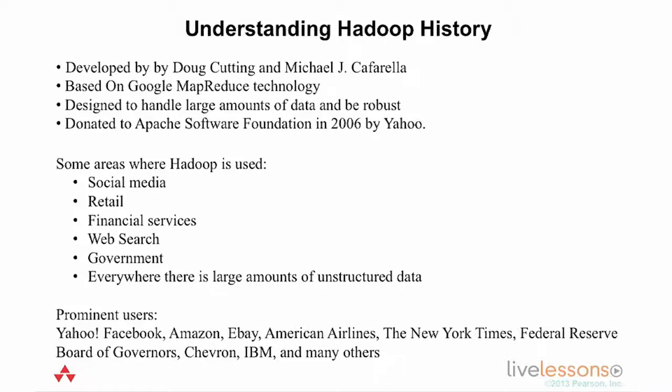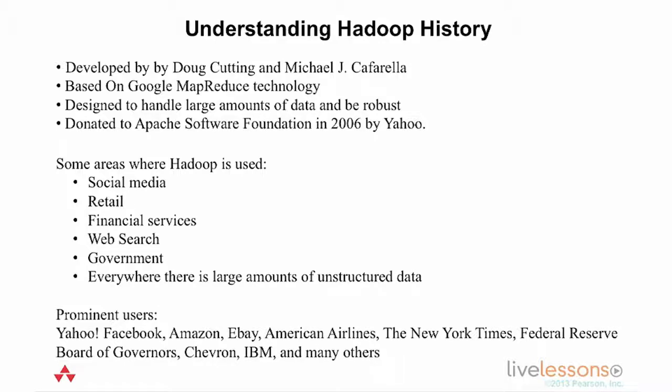MapReduce problems. And it was designed to handle, as with Google MapReduce, large amounts of data and be very robust. And we'll talk about some of these issues a little bit more later. It was donated to the Apache Software Foundation in 2006 by Yahoo.